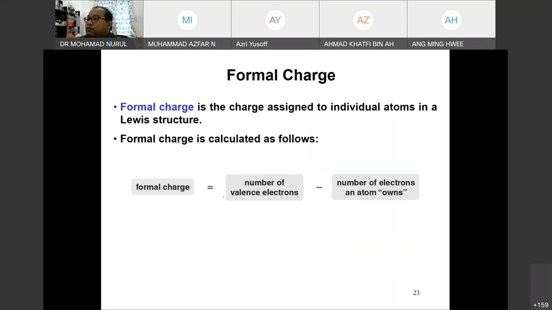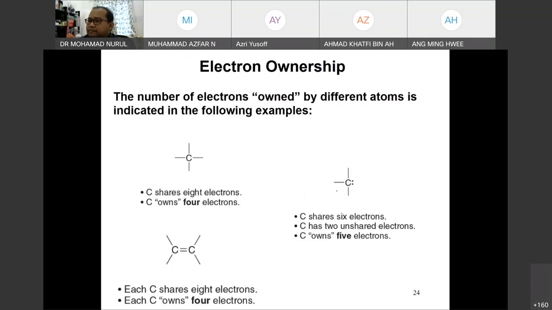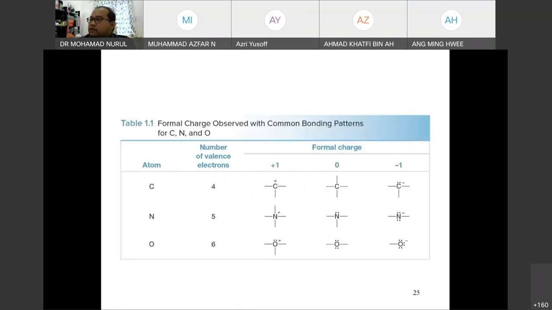Okay, formal charge. Okay, you have to understand how to calculate the formal charge. Okay, we'll do some exercises after that. Formal charge is the number of valence electrons minus the number of electrons an atom owns. Okay, electron ownership. Okay, you have to read again about electron ownership.